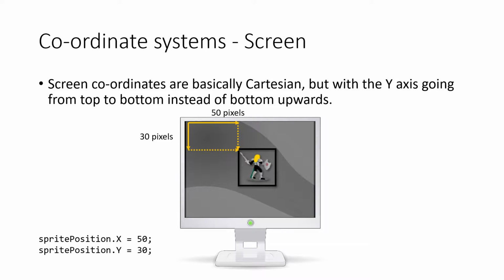On the screen though, on a computer, they're basically Cartesian, but because computers draw from the first pixel downwards, we kind of sort of invert the y-axis. So it goes from top to bottom instead of bottom upwards. And there's nothing wrong with that, it's just a different frame of reference. So if we had 50, 30, that would be where the first pixel of our hero is drawn there. And that's the code you would write for that or something like that.